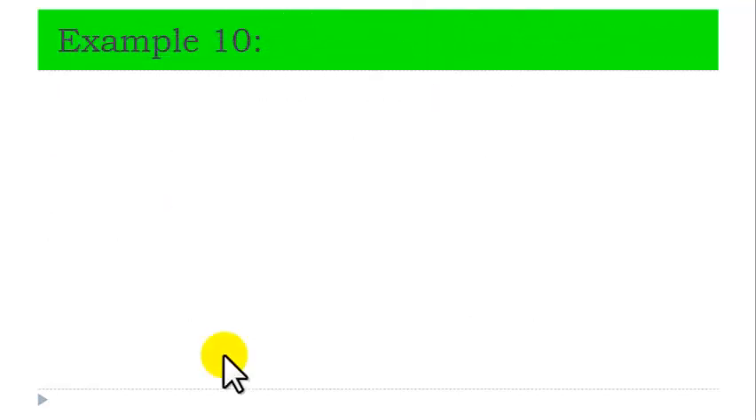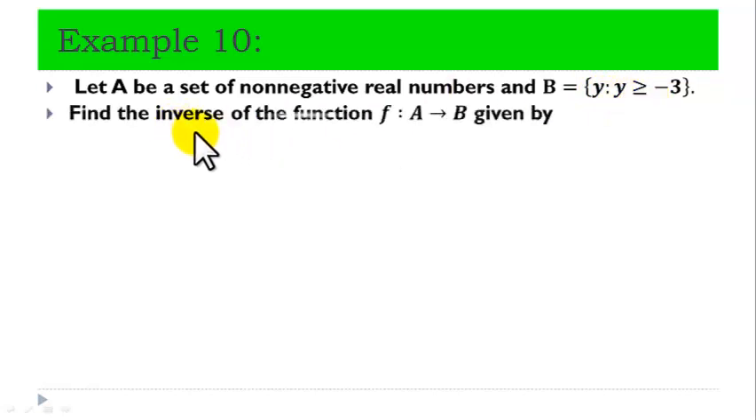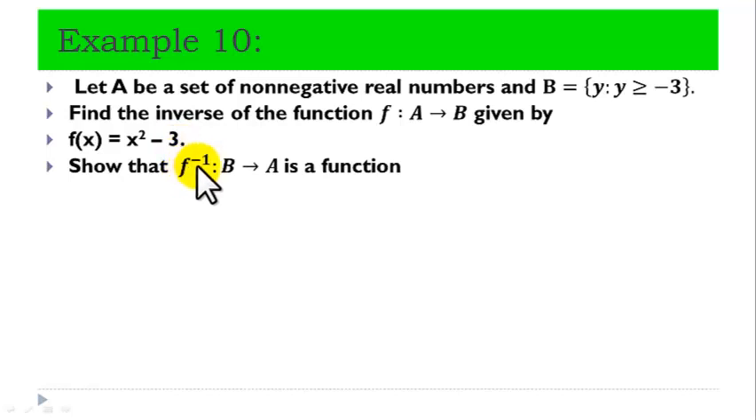Example 10. Let A be a set of non-negative real numbers and B be the set of all y such that y is greater than or equal to minus 3. Find the inverse of the function f from A to B given by f of x equal to x squared minus 3. Show that f inverse from B to A is a function. Solution.